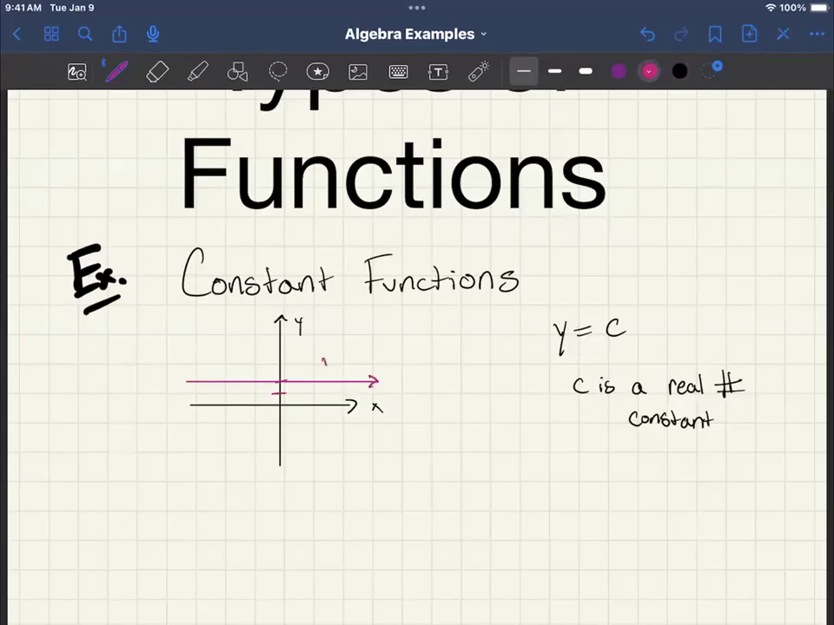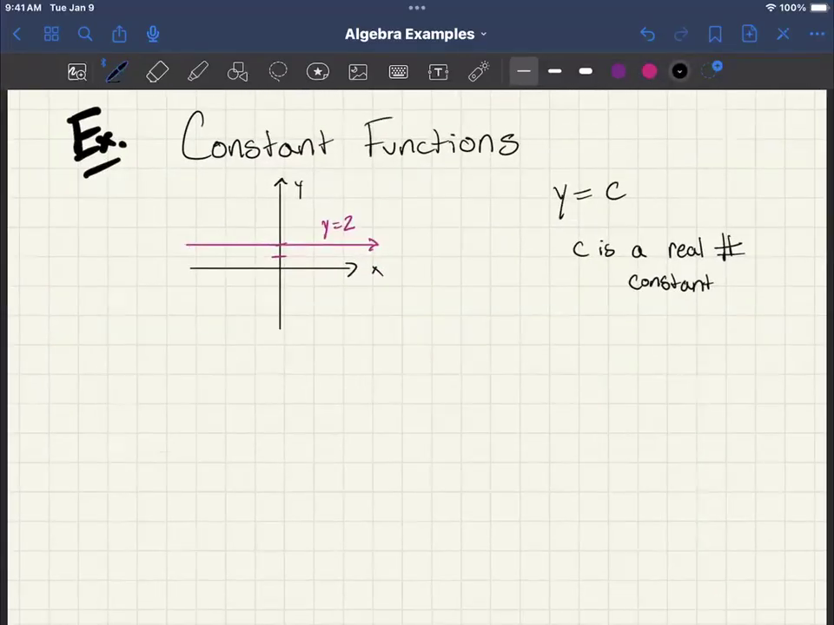We have our graph, y is equal to 2 would be right there. And notice our function is just a straight line. It's a horizontal line. Our constant functions are always horizontal, and there's really not much to them. So let's bump it up a notch.